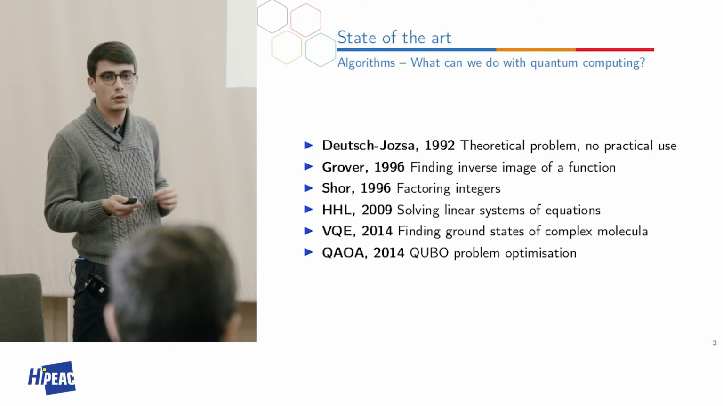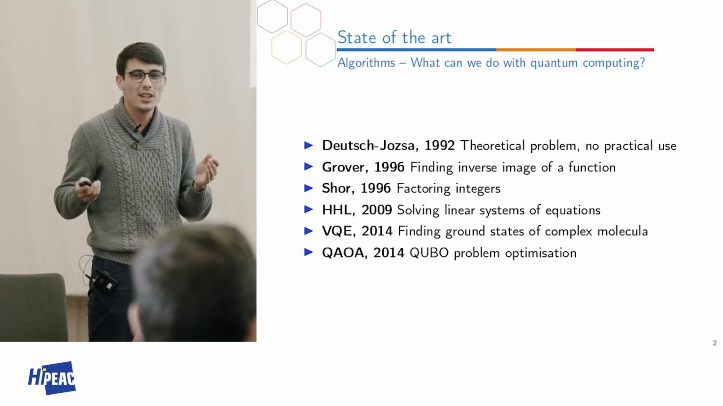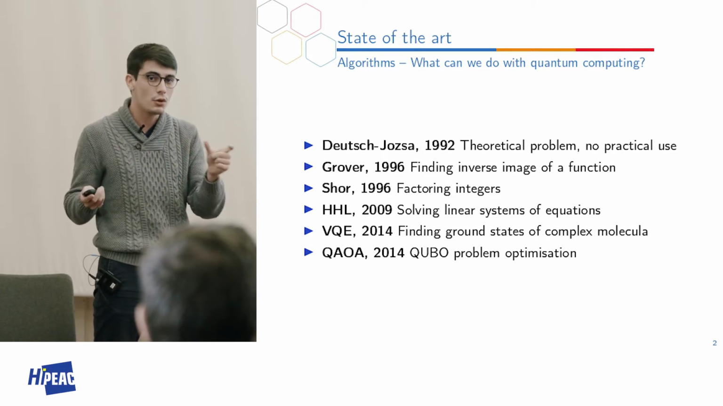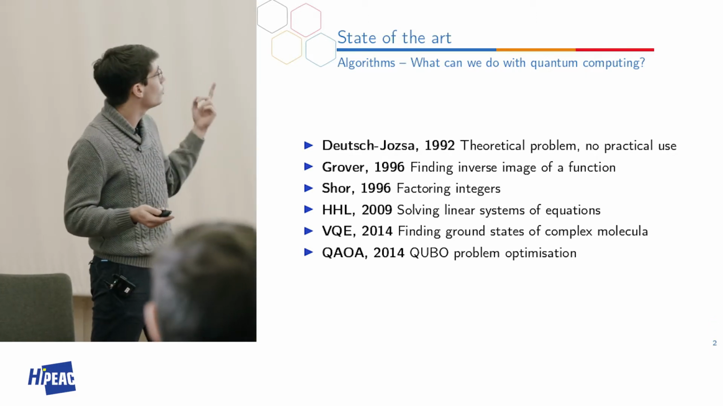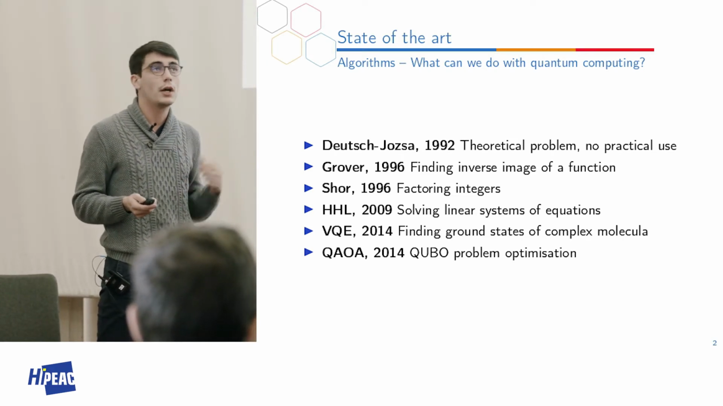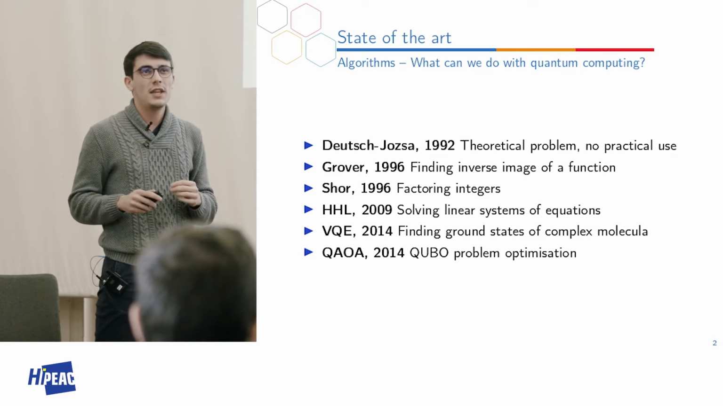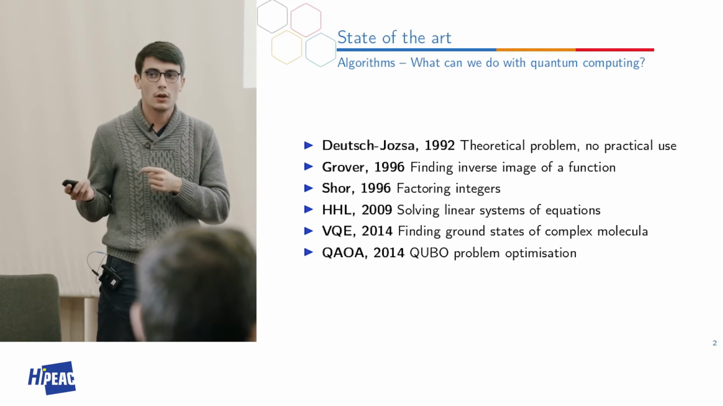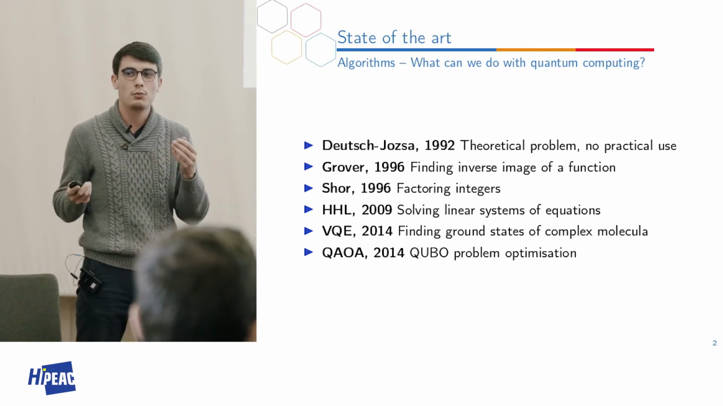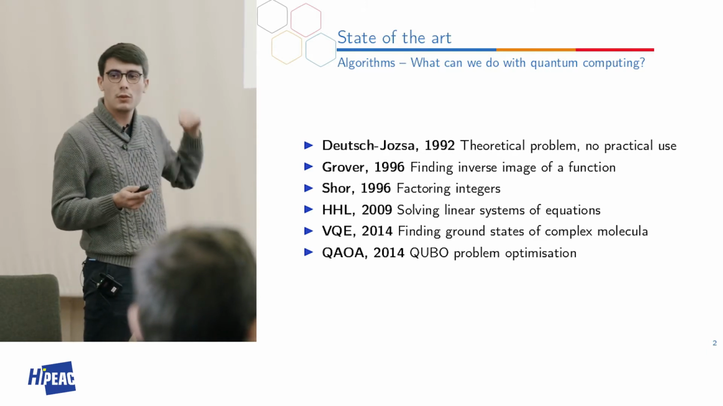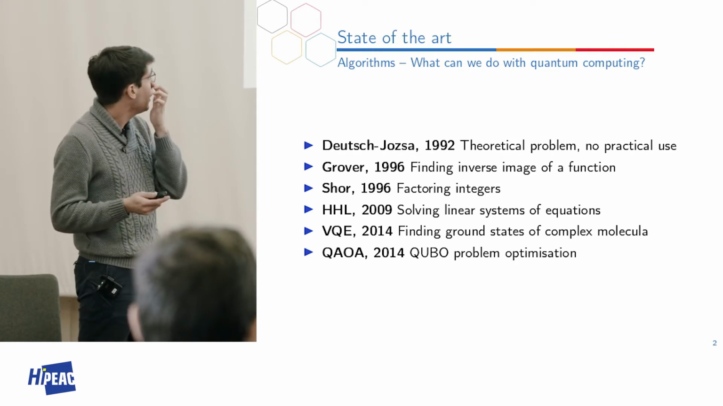Grover's algorithm is basically searching in a list. Most of the time it's presented as searching in an unsorted list. And the second one, Shor's algorithm, was invented by Peter Shor and is able to factor integers into their prime factors in polynomial time, which basically breaks a lot of the cryptography we have right now. So it's probably the most famous algorithm in quantum computing.